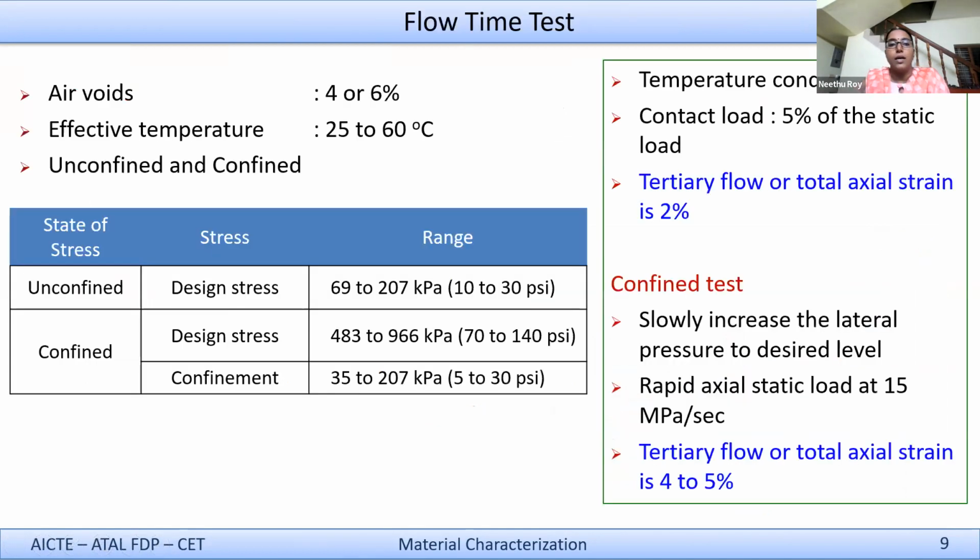Okay. Now, what are the test conditions specified for the flow time test? Normally, you can do the test on a specimen with 4% to 6% air voids. Now, why 6% and why 4%?